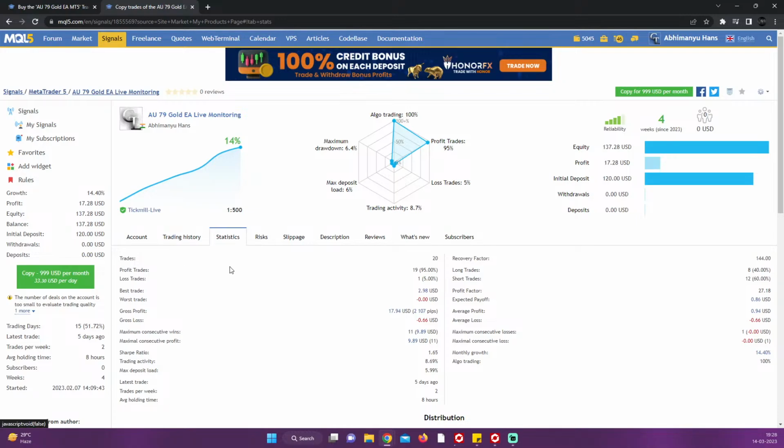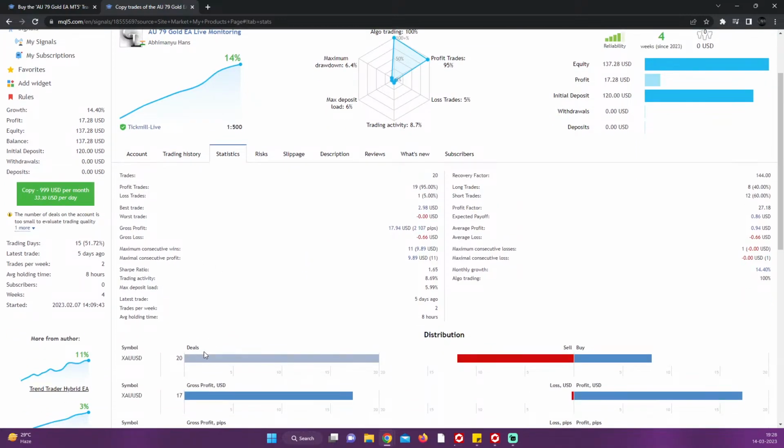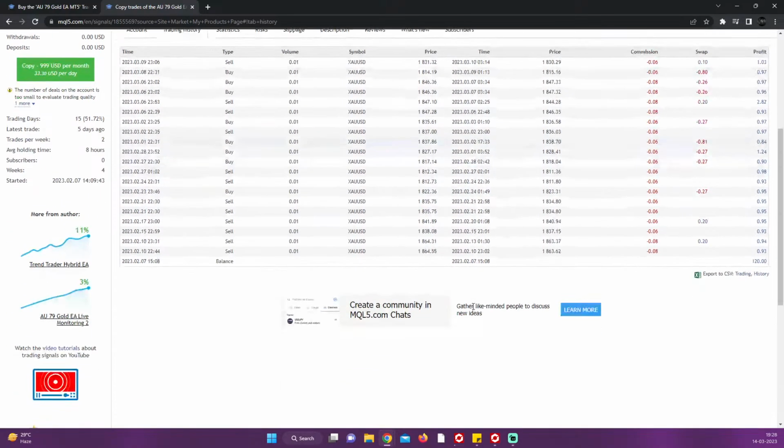When someone uses an automated robot or algo trading, that means you don't have to take the trades manually or close the trades manually. This robot will do everything for you automatically, right? So this was a short description about the robot trading. And if you talk about stats, this robot just trades gold. Right now you can see it has like 95% profitable trades, a profit factor of 27.1, and a Sharpe ratio of 1.65 over here.